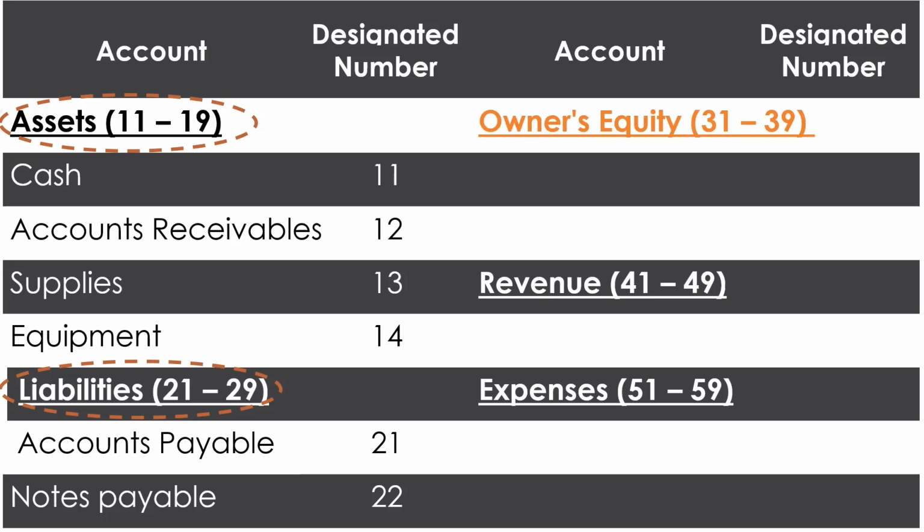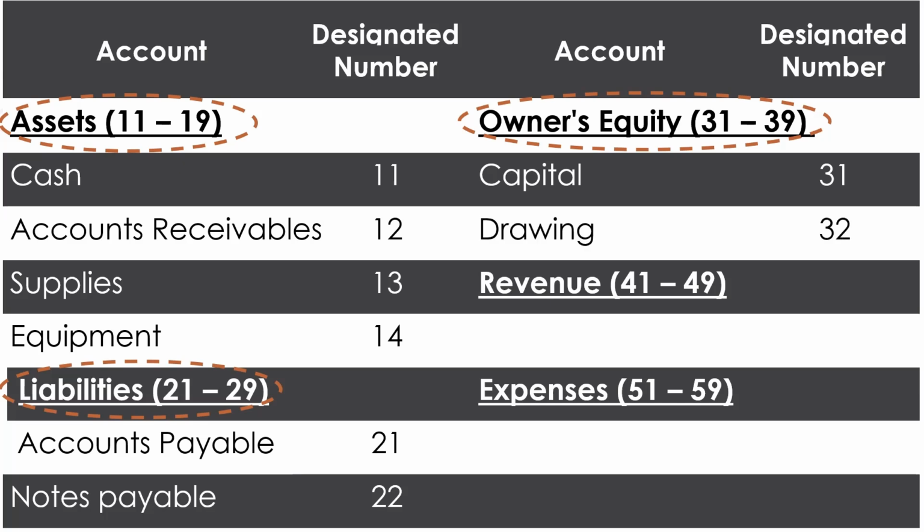Now we come to owner's equity, which signifies the owner's stake in the business. Owner's equity is numbered from 31 to 39. Capital is assigned the number 31, representing the owner's investment in the company, while drawing, which tracks withdrawals made by the owner, follows at 32. Revenue accounts fall within the range of 41 to 49. Here we find fees income, which represents earnings from the business activities, assigned as 41.